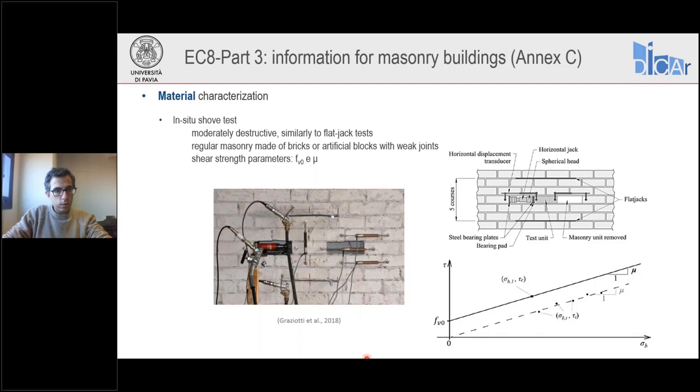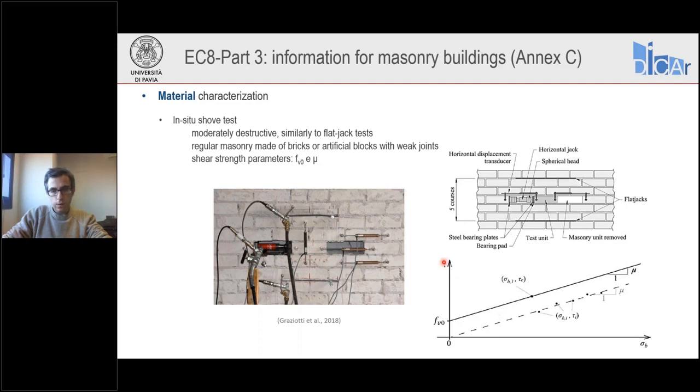How does it work? You are required to perform two cuts, and inside each cut you have to put a flat jack. So in this way you can apply an axial load, controlling the axial load acting on this portion of masonry. Then you have to remove a couple of bricks adjacent to a central brick. You put an actuator here, and you can apply a horizontal load up to the failure of the joints.